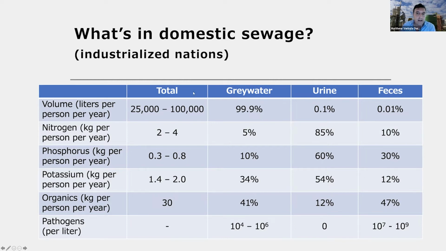You can also see that gray water and feces are high in pathogen concentrations, but urine is relatively free of pathogens, with the exception of a few specific diseases in some tropical countries that are excreted in the urine, and also with the exception of cross-contamination from fecal matter.